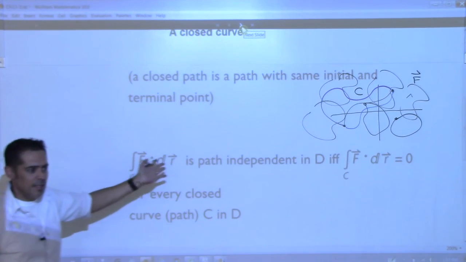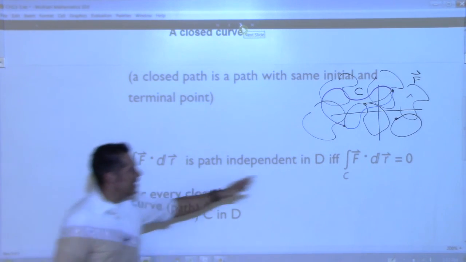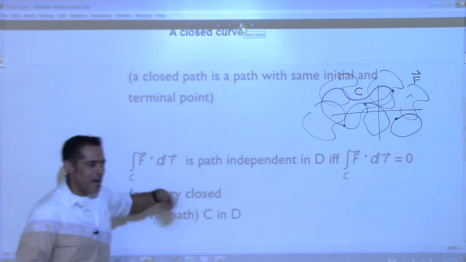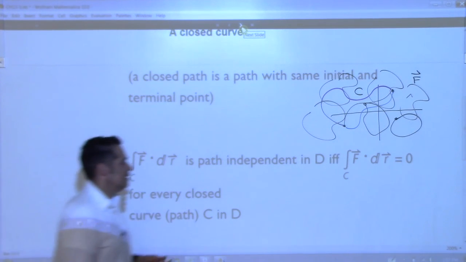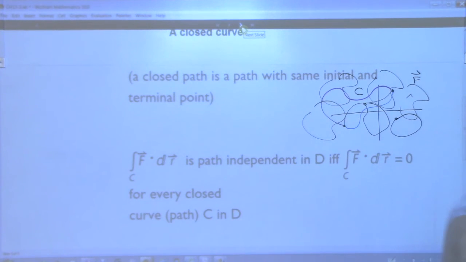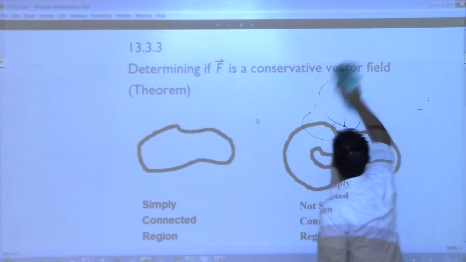Do y'all understand that? The theorem is nice, but it's impossible for me to actually go and check that every single closed path is 0. That make sense? Okay. So it's a theorem, but it's not as useful as the next one. So how do we determine, first of all, if we have a conservative vector field? That theorem I just covered, just kind of know it's there, but don't worry about it. You don't need it.